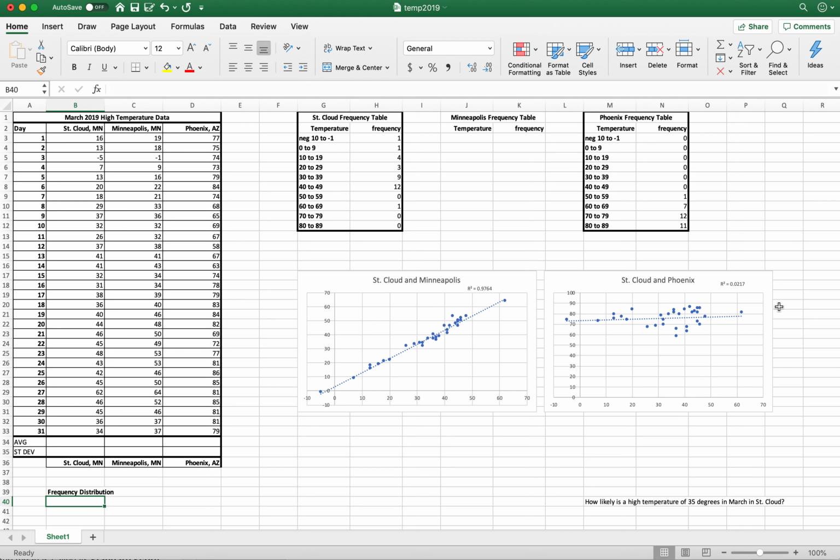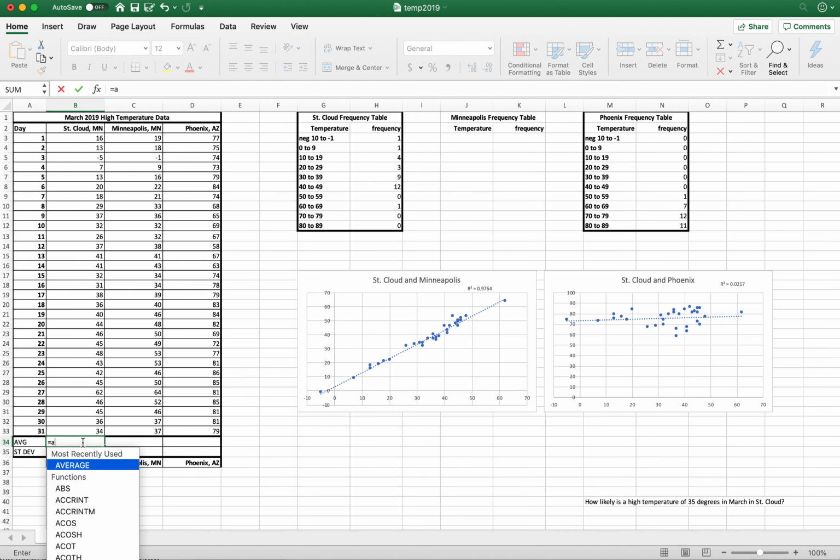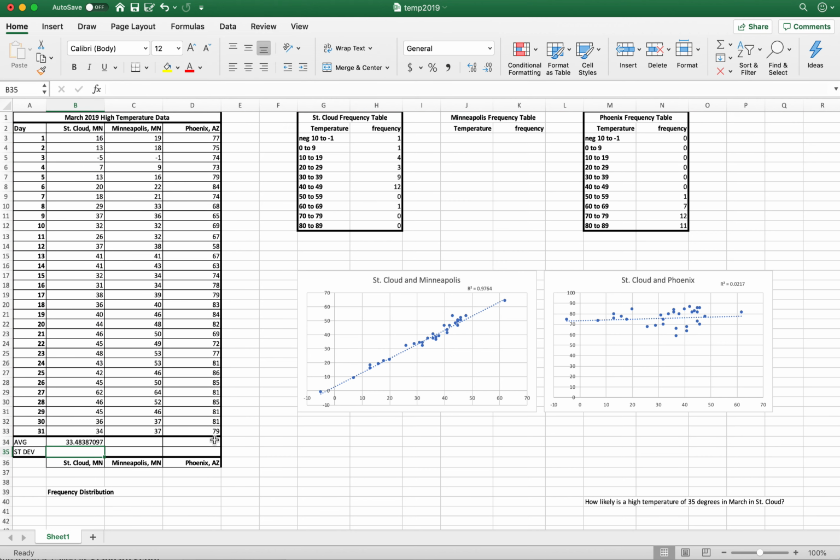The words that we're going to deal with today are center, measures of center, variation or standard deviation, distributions, and z-scores. So I'm going to start by calculating the average and the standard deviation for each of our three towns. The Excel command for average is equals average, left parenthesis, and then you want to select all of your data. All right, so the average temperature, average high temperature in March 2019 for St.